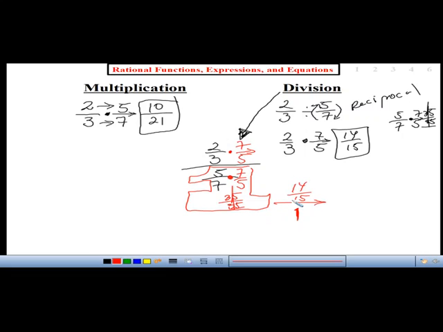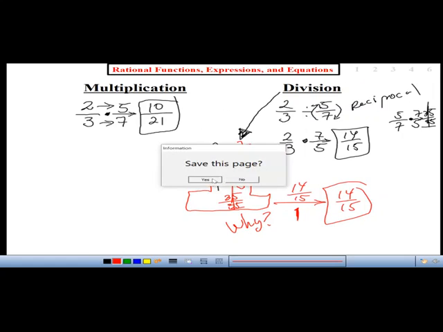And if it's over 1, that means it just gives us 14 over 15. This is the why we do the reciprocal. Why? Because of the definition. So now that I showed you where it comes from, let's actually apply it to polynomials. Let's go. Copy this problem, please.